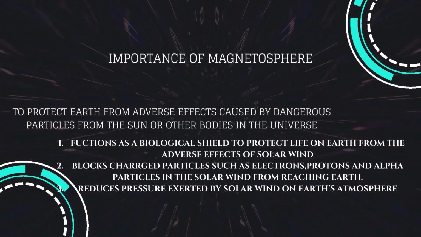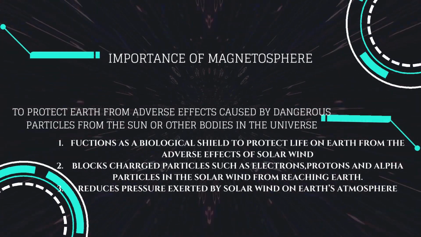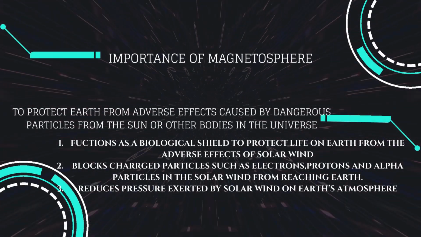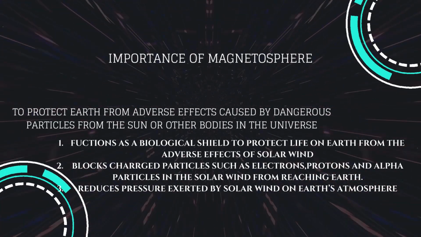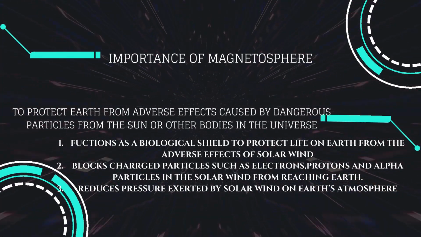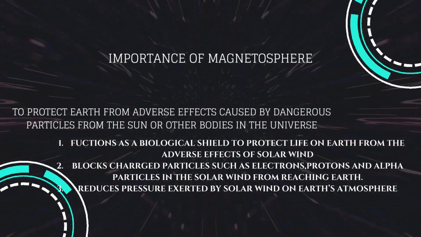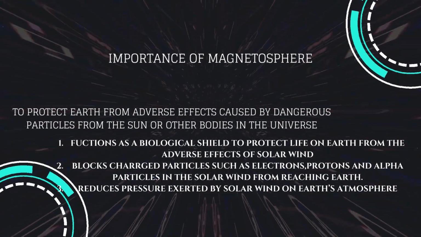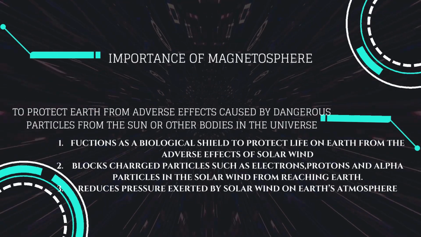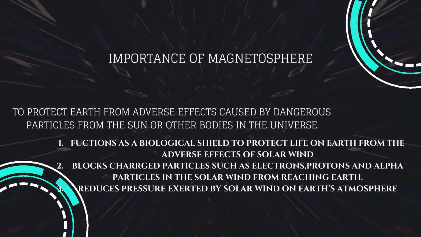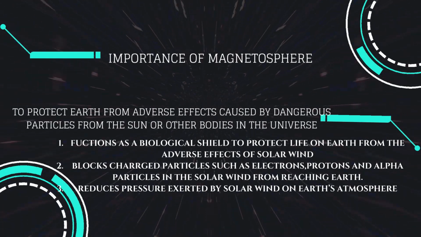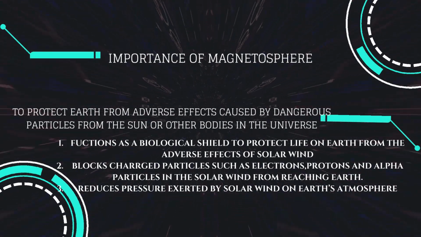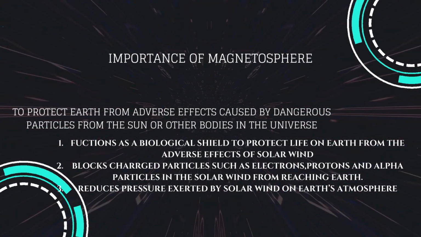The importance of the magnetosphere: to protect the Earth from the adverse effects of dangerous particles from the Sun or other bodies of the universe. The function of the particle shield is to protect life on Earth from the adverse effects of solar wind or radiation. It blocks charged particles such as electrons, protons, and alpha particles in the solar wind from reaching the Earth. Third is reducing the pressure exerted by the solar wind on Earth's atmosphere.